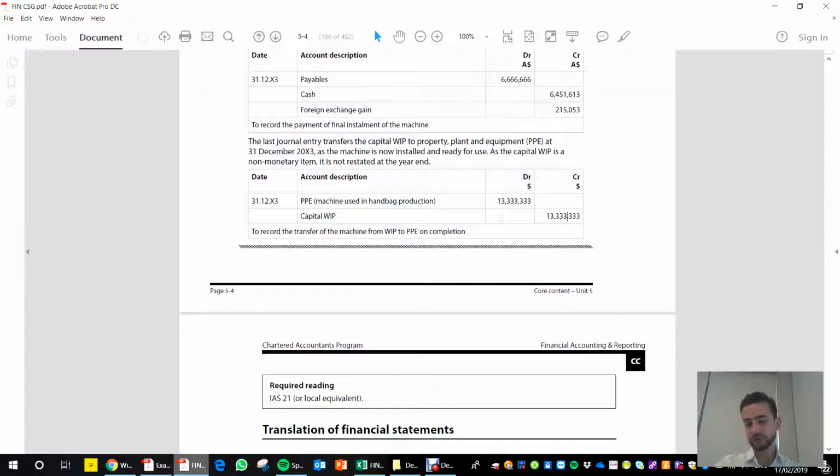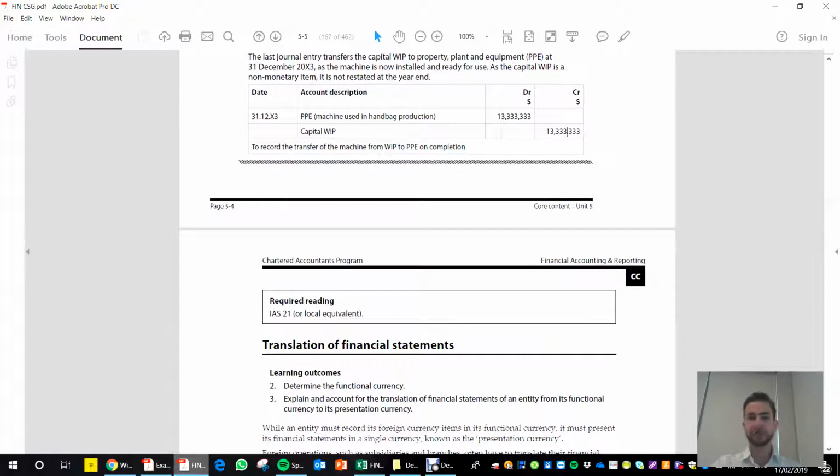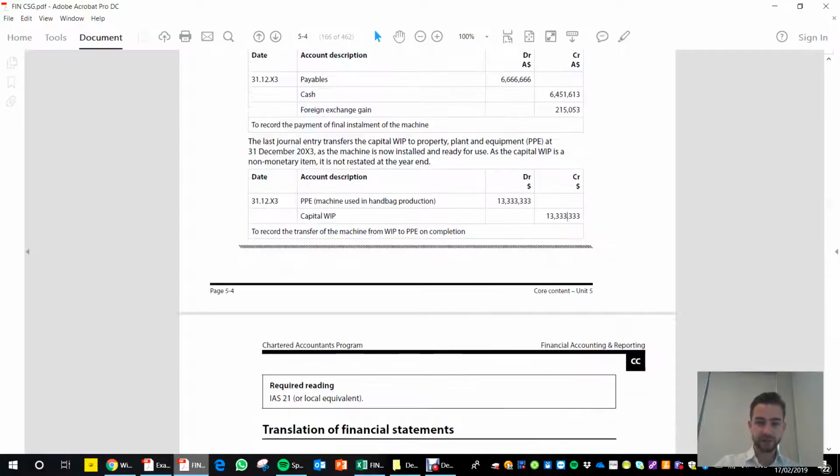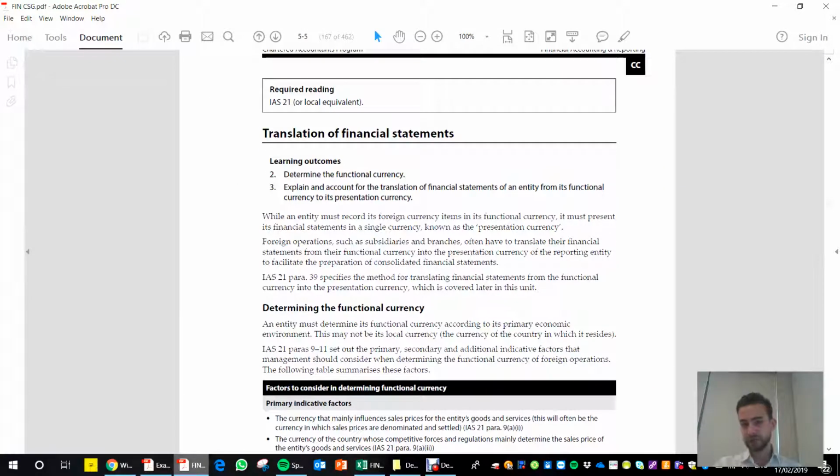If it was trade receivables or something similar, we would revalue it at 30 June, and we'd likely have another foreign exchange gain or loss amount depending on what the exchange rate is. Okay, so that's how the currency transactions interact. It's not that difficult, really.